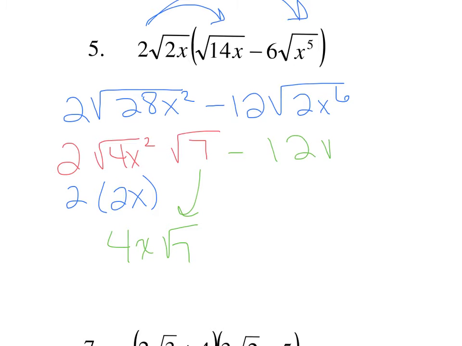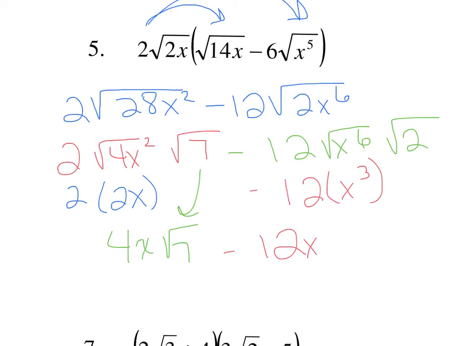Over here, with the second term, there are no perfect square factors in 2, so the 2 is going to have to stay in the not perfects. But the x to the 6th is perfect. So we'll take the square root of x to the 6th, which is x cubed, times that 12 gives us negative 12x cubed, and these not perfects come straight down. So we're done.